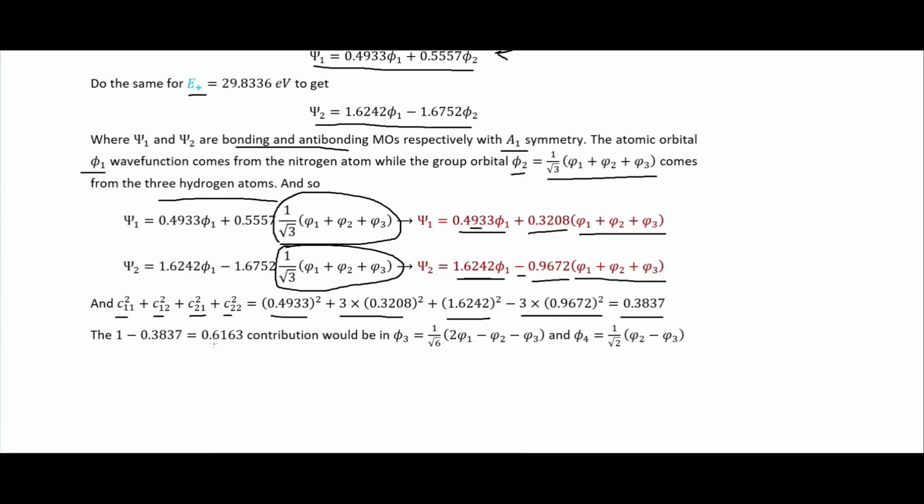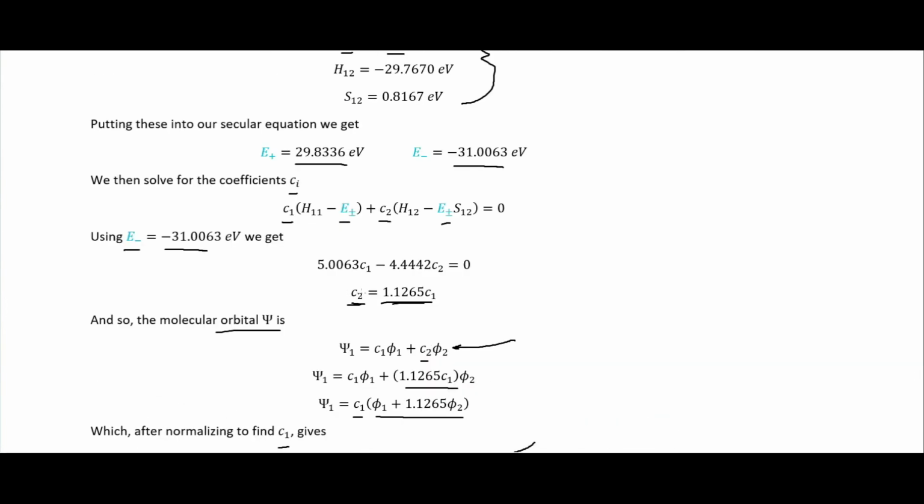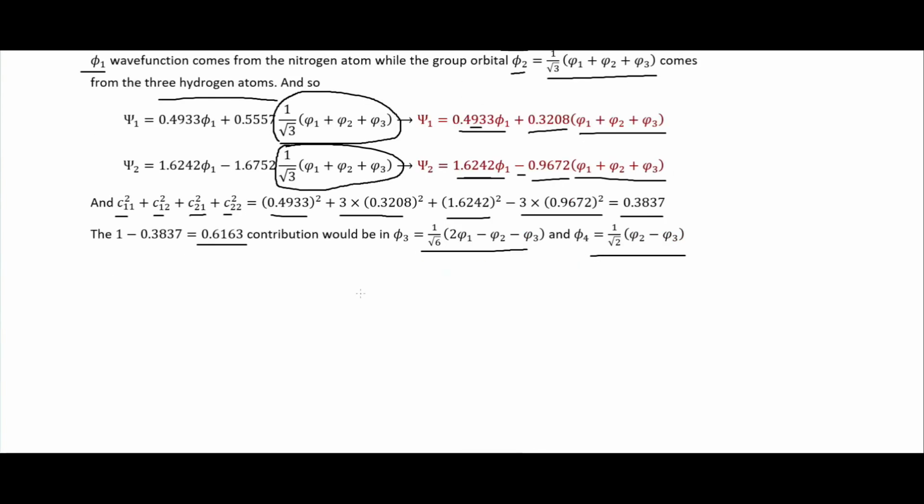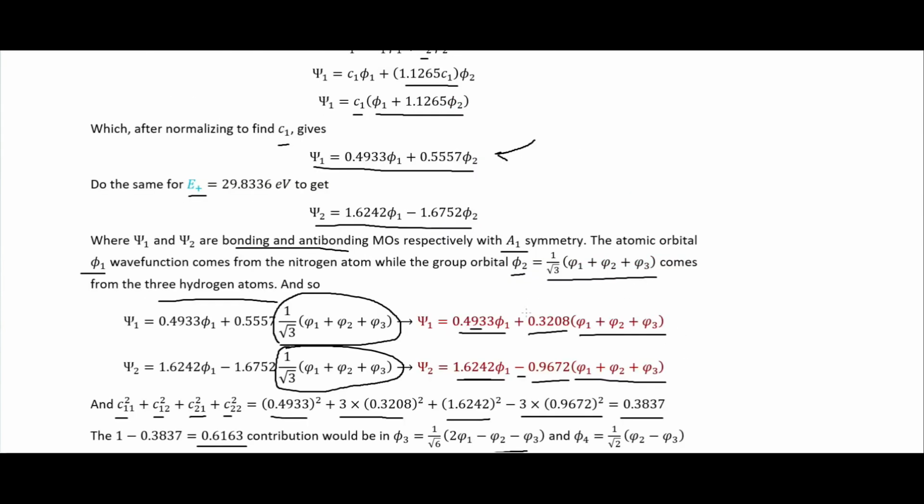The other 0.6163 contribution would be from these two right here, which, like I said, in the next several videos I'll actually be showing how we find. But I just wanted to show how we would actually use these secular determinants to find the coefficients on these for our molecular orbitals.